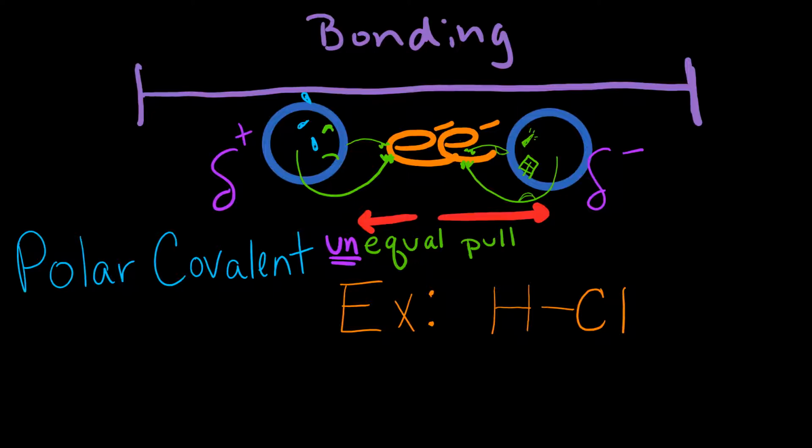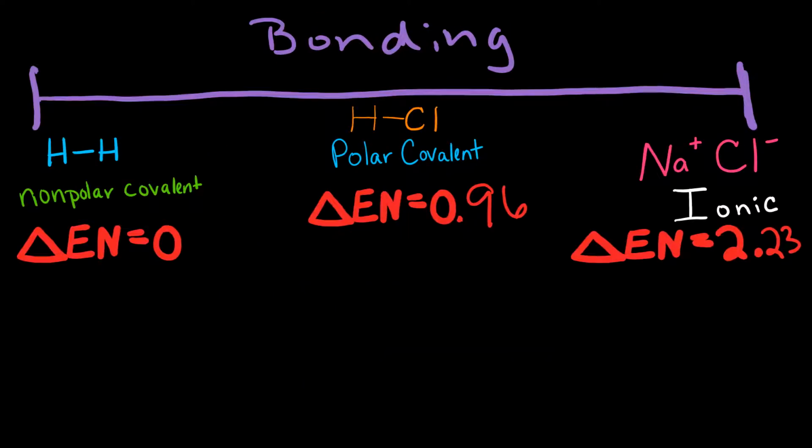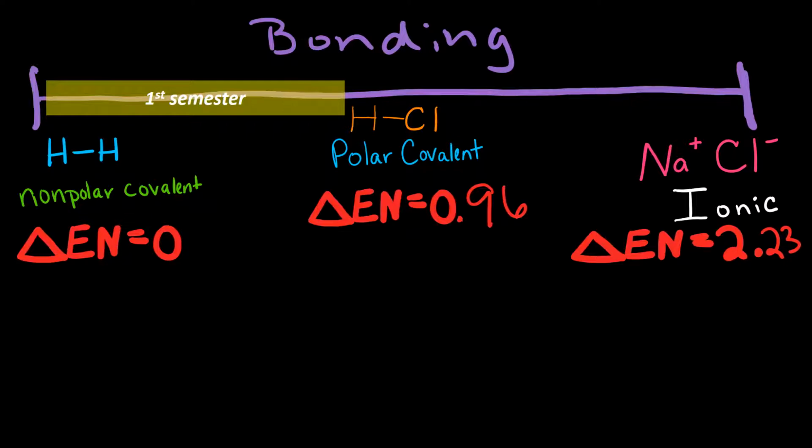An example of this type of bond is HCl. Chlorine is more electronegative than hydrogen, with a difference of about 0.96 on the Pauling scale. So there is a dipole created in the electron density between the two atoms. The electron density around the chlorine is higher than that around the hydrogen. Most bonds that we will study, particularly in first semester organic chem, fall into the very broad category of polar covalent bonds.